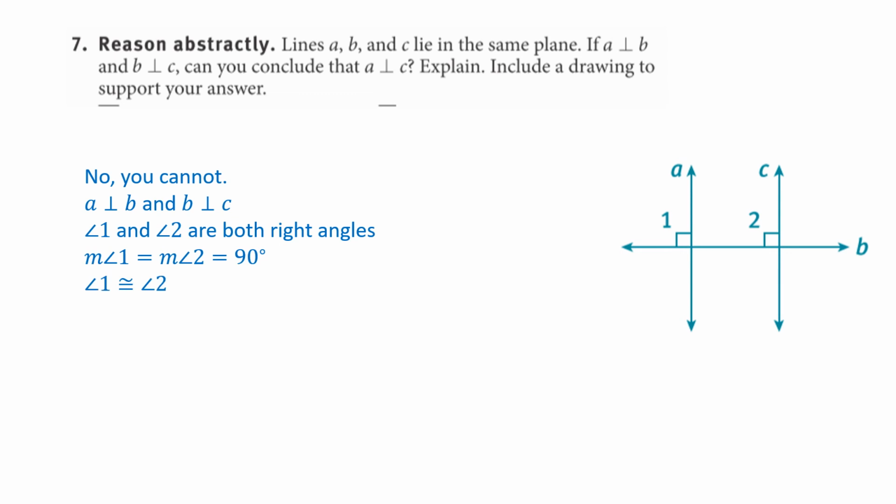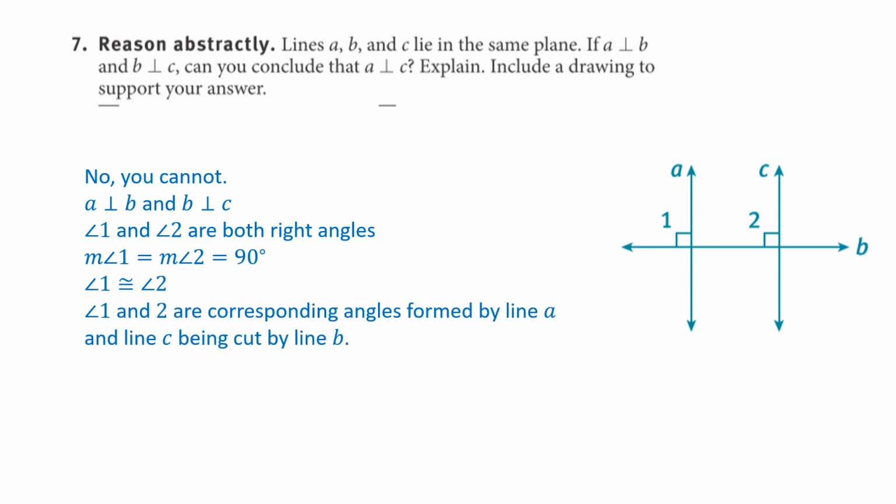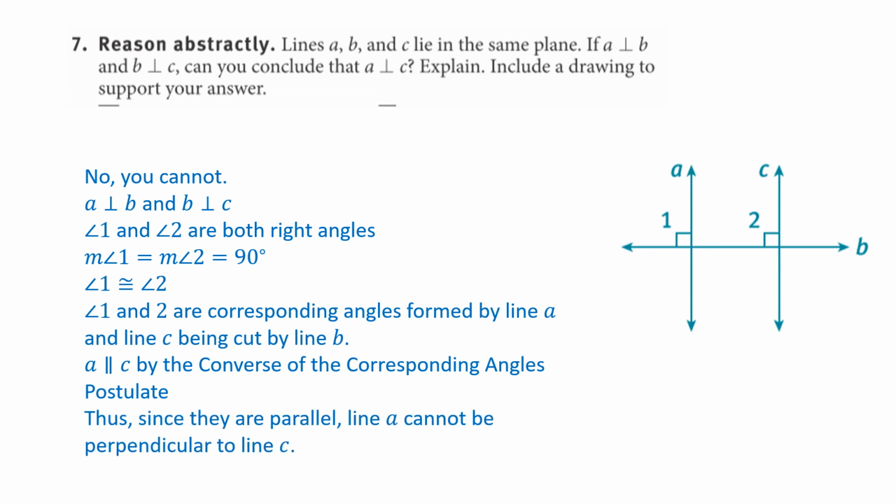So they're congruent, okay? Angle 1 and angle 2 are also corresponding angles formed by line A and line C being cut by line B. So line B is the transversal cutting A and C. All right? A and C have to be parallel, and that comes from the converse of the corresponding angles postulate. So since they're parallel, they cannot be perpendicular. So that's your explanation. That's good reasoning right there.